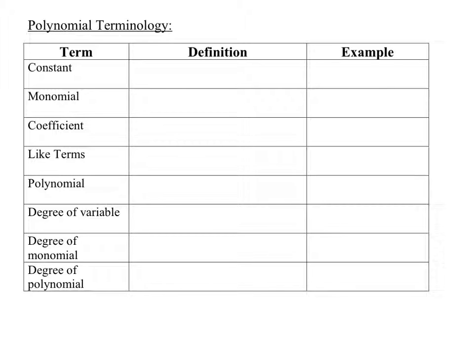In an equation or expression, what would a constant look like? A slope. The slope is a coefficient. We could call it a constant coefficient, but it's a coefficient really.